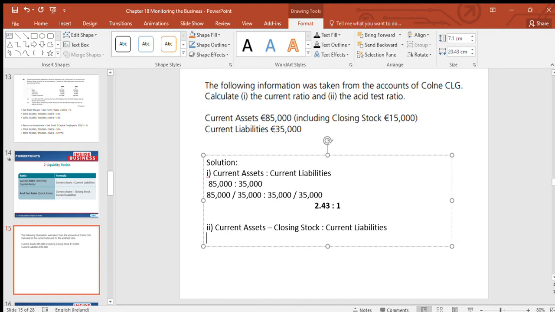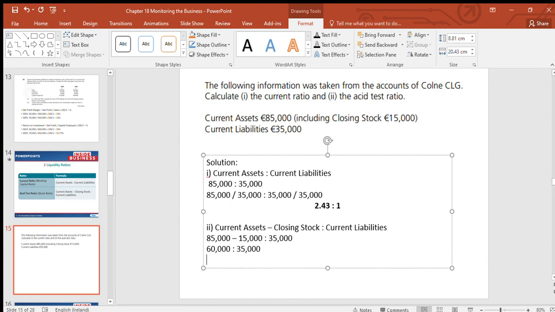So what are my current assets? Again, they're 85,000 euro. What's my closing stock? 15,000, and it's included here in the 85. So obviously I'm going to take this away because the formula wants me to find my current assets excluding closing stock. 85,000 minus 15,000 is to my current liabilities, 35. So 60,000 is to 35,000, because I've just taken away my closing stock from my current assets.